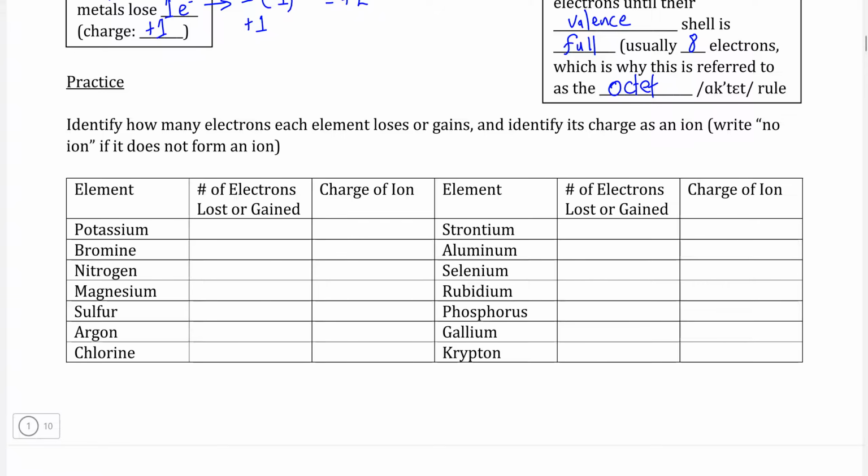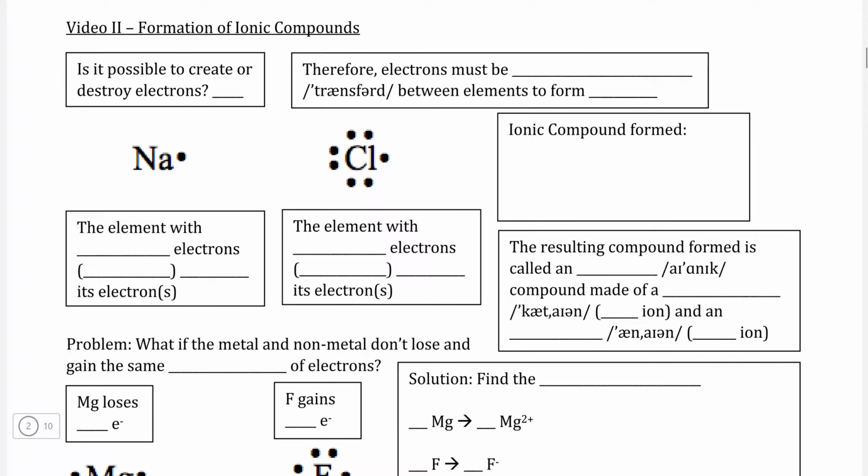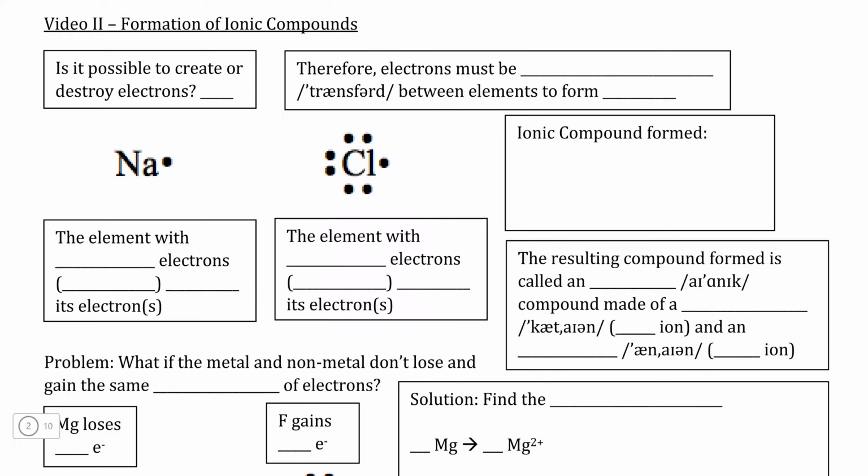And once you've completed this, you can move on to the next video where we look at where electrons go when they are lost, or where electrons come from when they are gained, in order to understand how ionic compounds form.